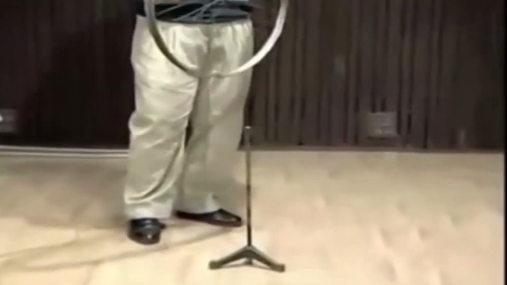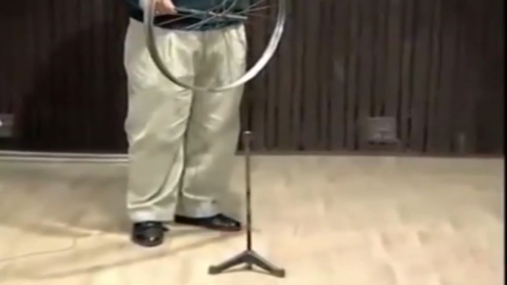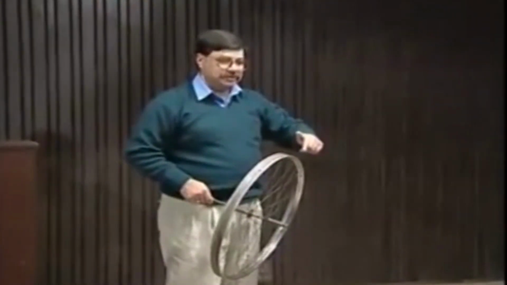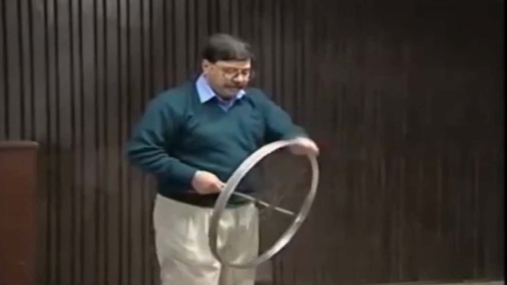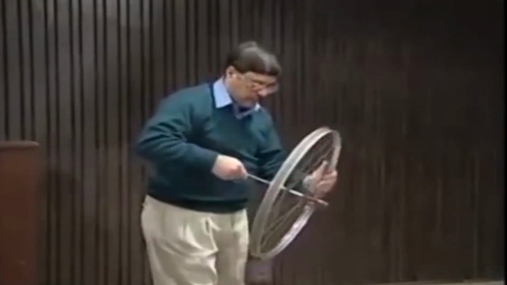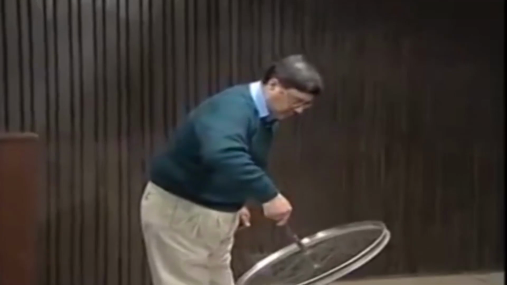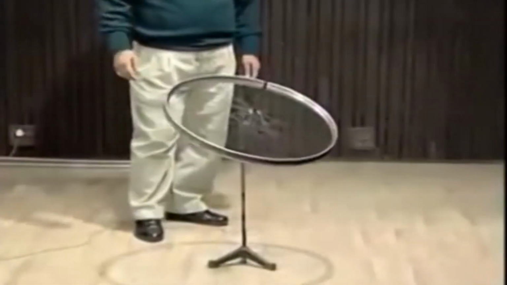So what we observe is that when a rotation is given, instead of falling down, this starts going around like this, and this is known as precession. If I make it go faster, it goes around slower.